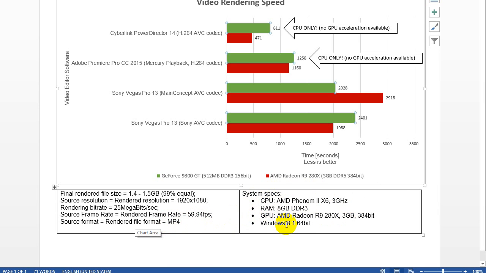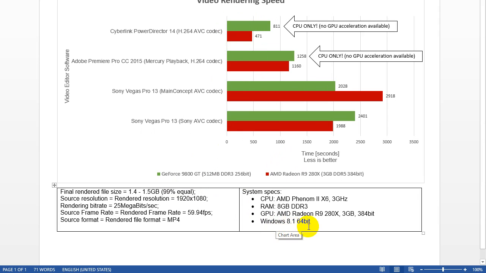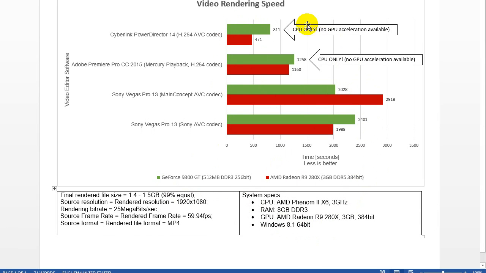Here are the specifications of the computer I used. It's an AMD Phenom with 6 cores at 3 GHz, 8 GB of DDR3 memory, and oops, I haven't mentioned the other video card here. So these are the two video cards, the AMD Radeon R9 280X and the green one, the GeForce 9800 with only 500 megabytes. Okay, and these tests were done under a 64-bit Windows 8.1.